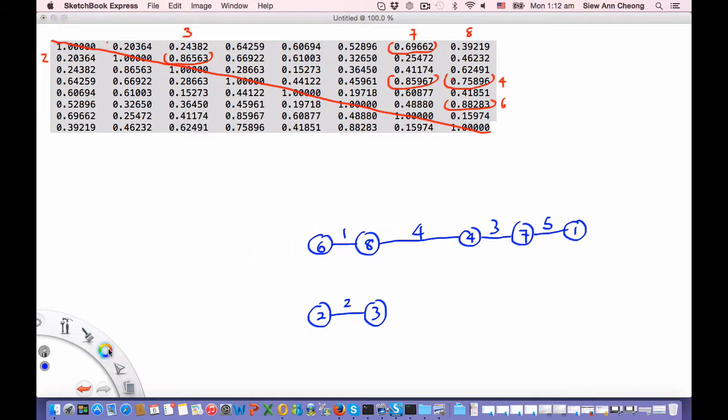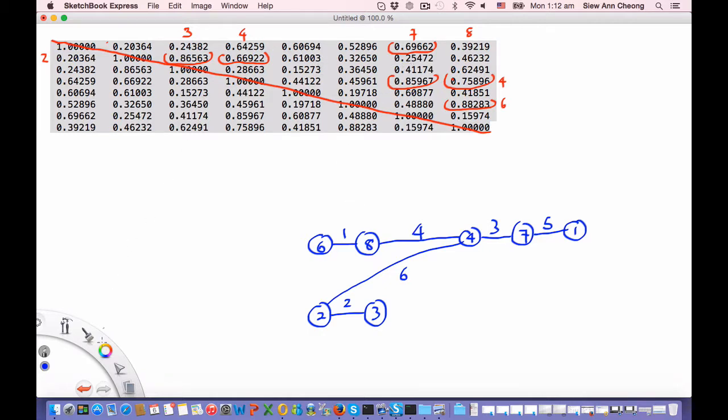So let's continue to go through the correlations. This is 0.69. The next largest one would be 0.66, because there's no 0.68. So this is the next largest, 0.66922, and it is between number 4 and number 2. Can we join it up? Will we get a cycle if we join it up? The answer is no, so we join it up. This is the sixth link to be connected. We are almost there, just missing node number 5.